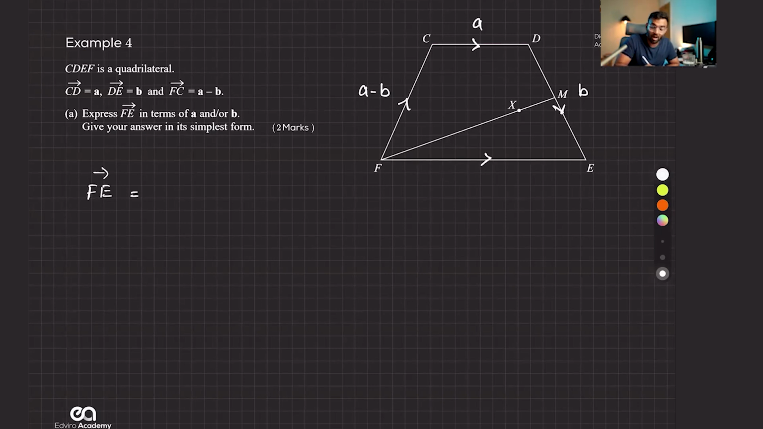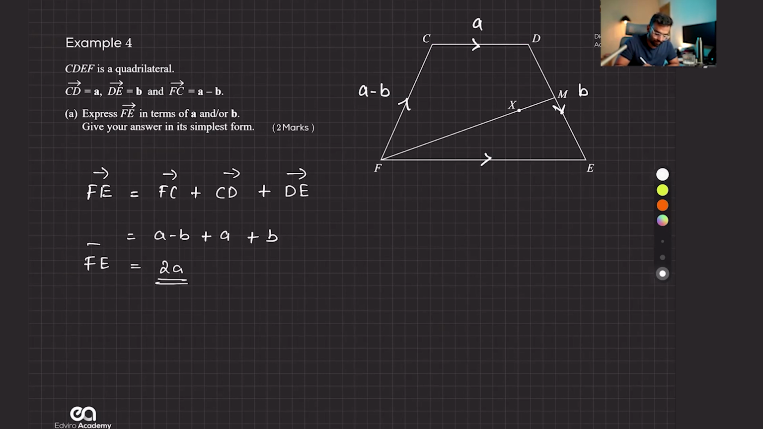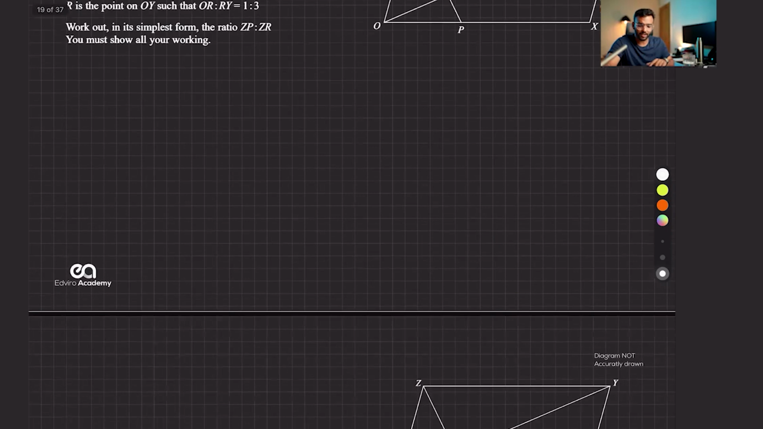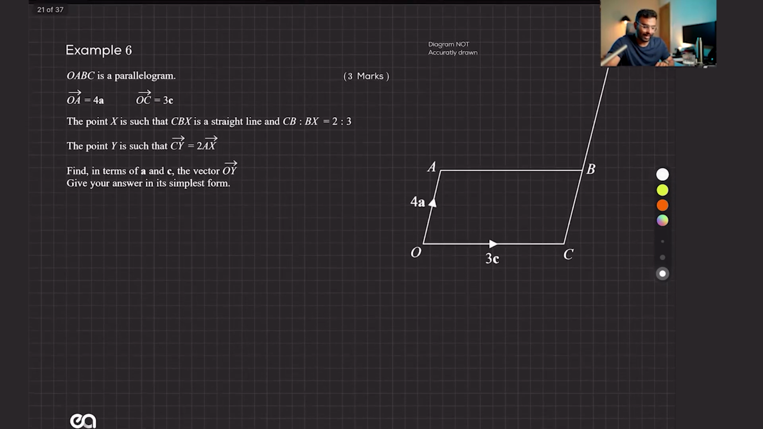FE. You always want the pathway written first. FE equals FC plus CD plus DE. That's just 2 marks. Super easy. A minus B plus A plus B, which is 2A. FE is 2A. Okay? Is that clear, everyone? Kevin, I'm trying my best to get there. Yes. So that's an easy question.